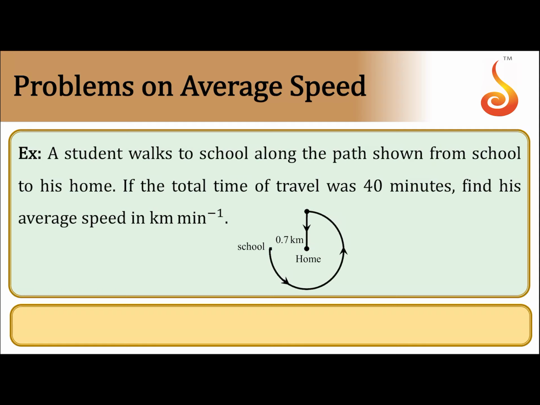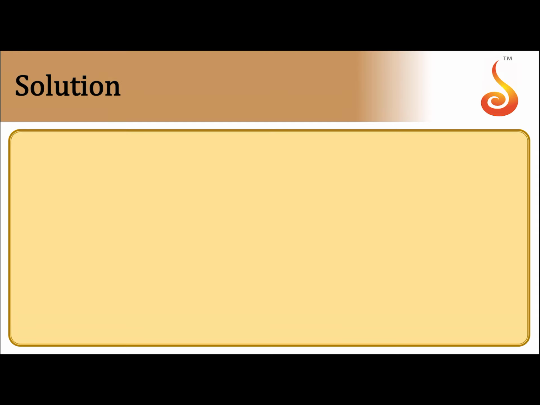So look at the diagram. This is the starting point, initial point, and final position is here. We have to find out the average speed. And how do you find out the average speed? As you remember, it is the total distance traveled divided by total time taken. So total distance divided by total time.